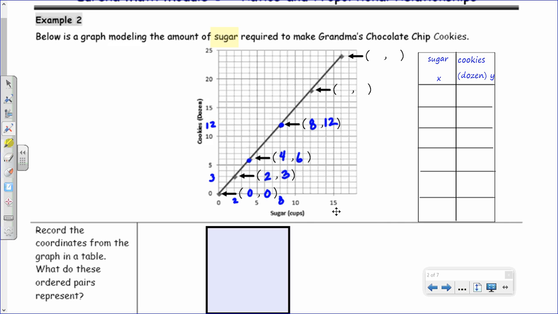Okay, and then I'm going to change colors so we can pay attention to this next one. It's got 12 for the x, then it looks like 18 for the y. And I said that the other day in class, it's always written x first, y second. And then our last point is the next one, 16, 24. Okay, let's go ahead and record those in there.